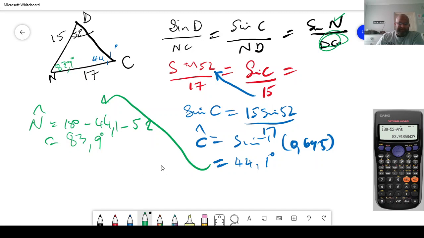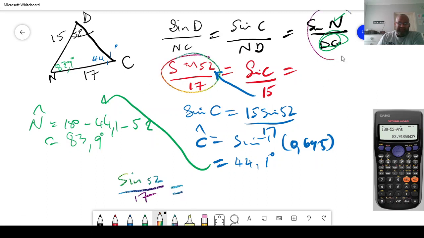So again, I'm going to go with the known ratio. So I can say sine of 52 degrees over 17. Remember, this is coming from here. Okay, is equal to sine of N. Now I'm going with this here. So it's going to be sine of 52 over 17 is equal to sine of angle N, which I do have, which is 83,9 over DC.